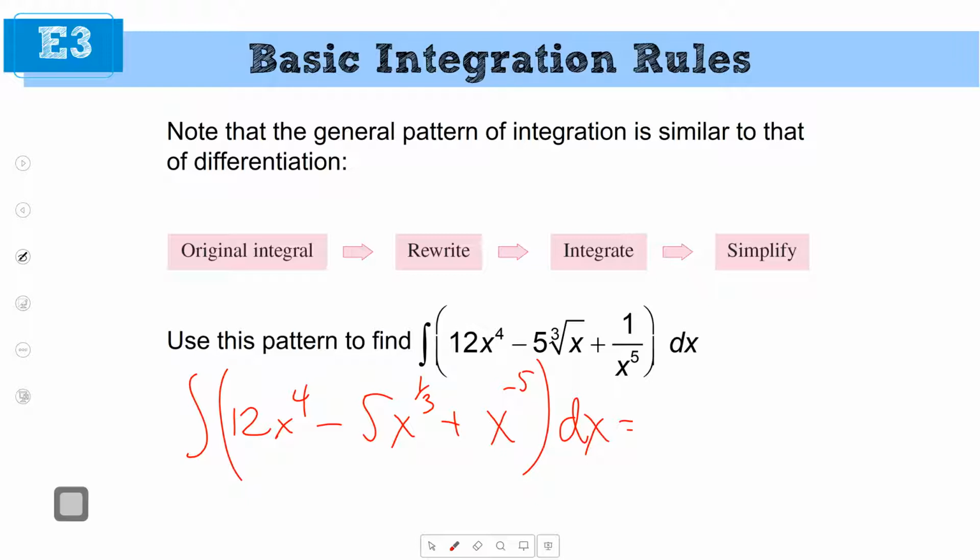So it's 12 over 5, x to the fifth. And then that ends up being 1/3. That's 20 over 3, x to the 4/3. Yeah? 20 over 3.